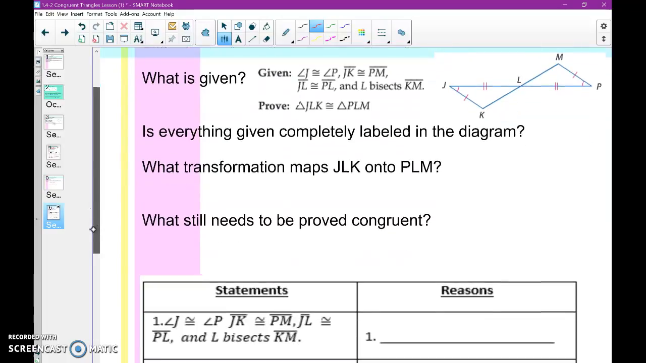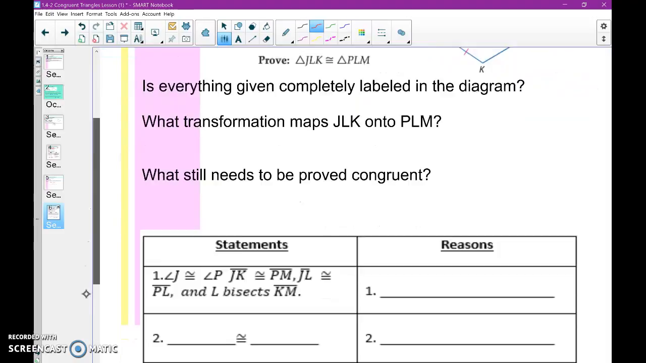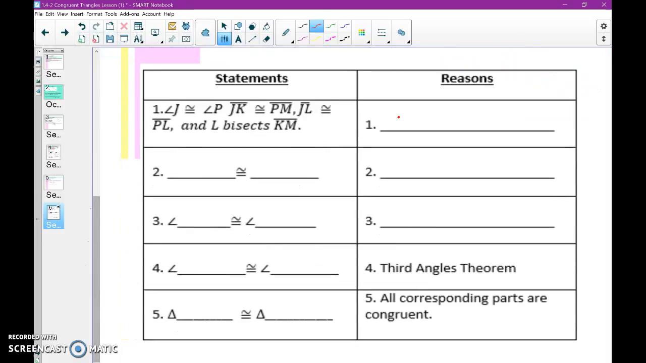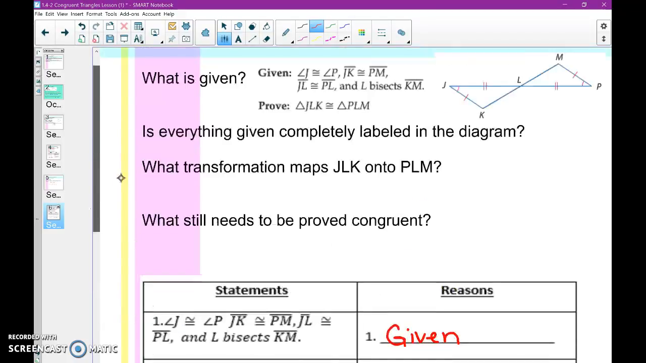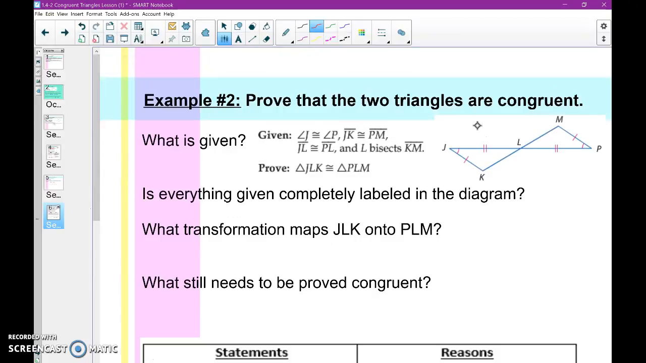First thing on this problem, remember we talked about you have to start with the given. And they were really nice and already put that statement in there for you. So now we got to figure out what is still missing. Everything's already labeled from the given. So we've got two sides and one angle. So I'm going to have to prove two pairs of angles and one pair of sides still to go.